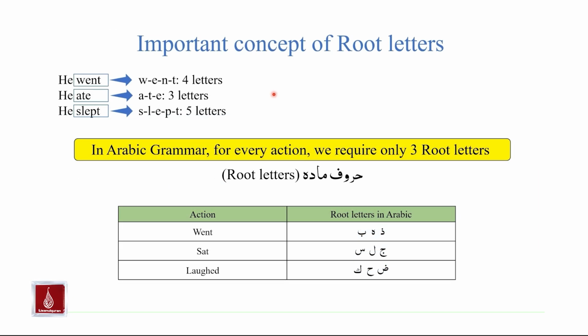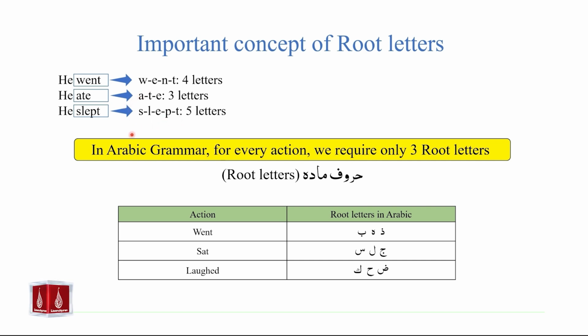Next, we introduced the concept of root letters. In English, we took the example of he went, he ate, he slept. Went, ate, slept are names of different actions. And for went, we have 4 letters, W, E, N, and T. For ate, we have 3 letters. For slept, we have 5 letters.